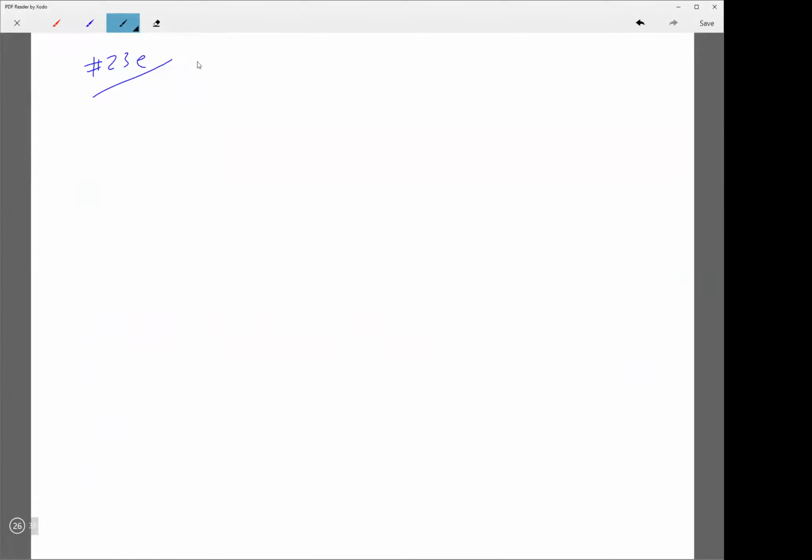Okay, so you want to sketch this graph right here: values of Z in the complex plane such that the modulus of Z is equal to the modulus of Z plus 1.